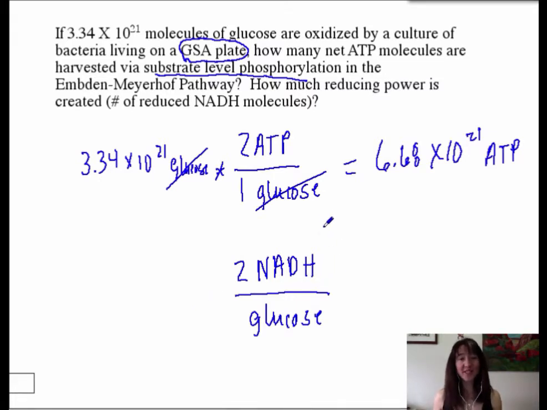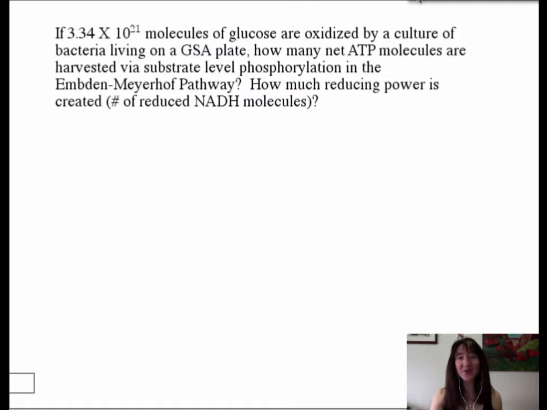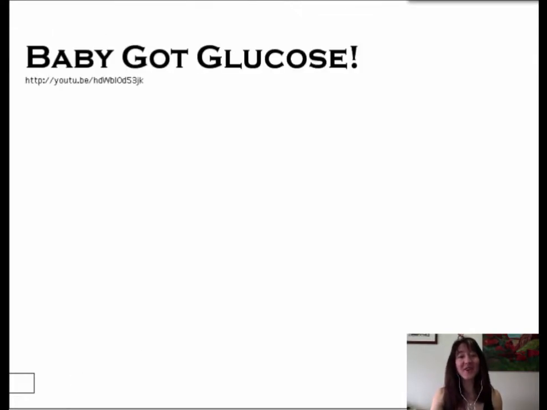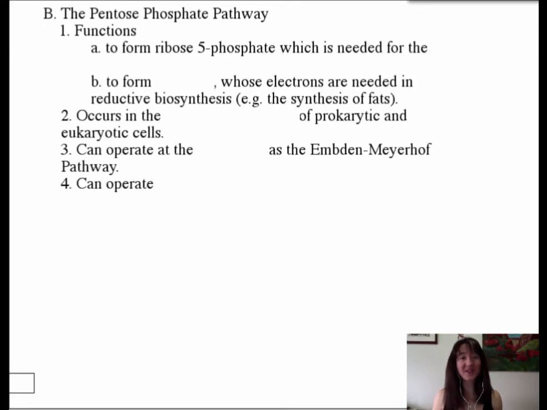We need to now proceed along to talk about an alternative glucose degrading pathway. This pathway is called the pentose phosphate pathway. I kind of like its alternative name, the hexose monophosphate shunt. And I'll show you why. I feel like that is a very descriptive name for the pathway. So, the hexose monophosphate shunt.